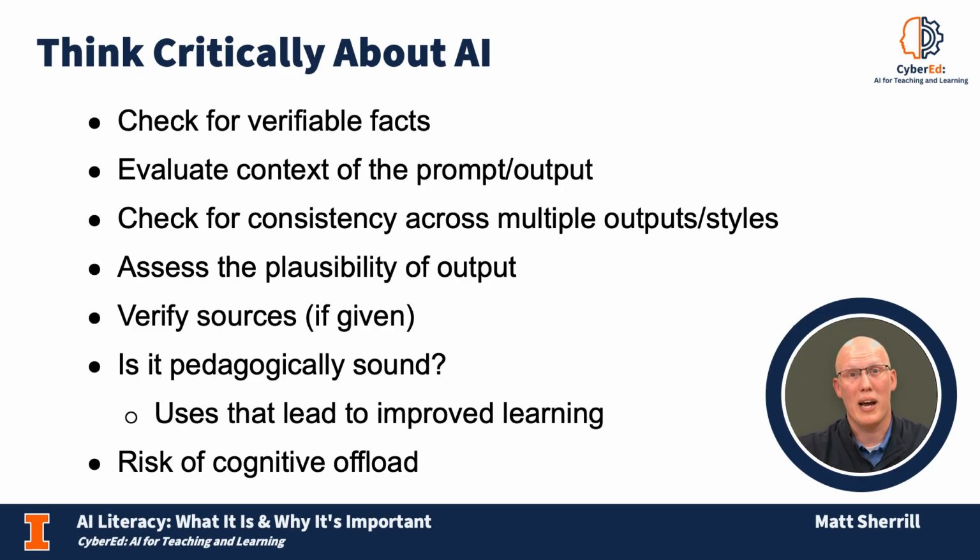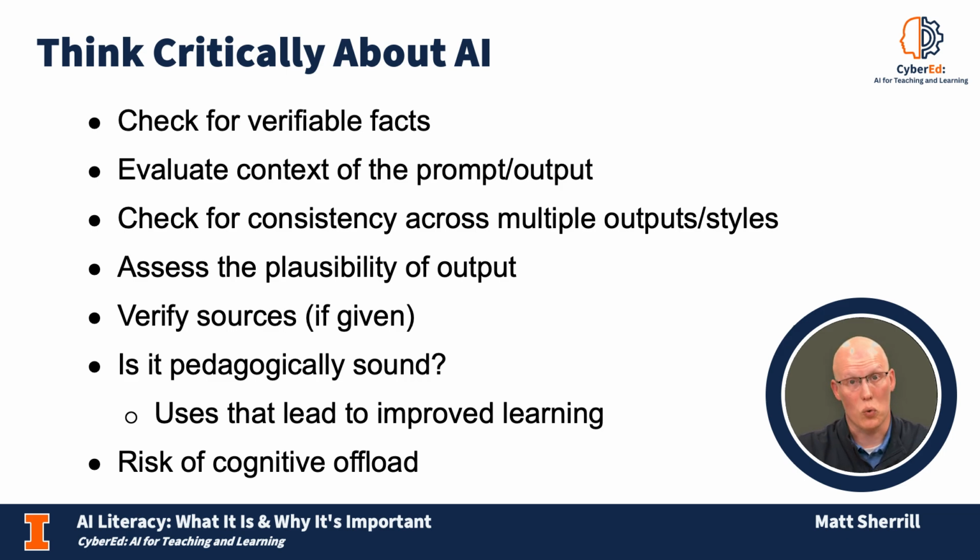We want to evaluate the context of what we're using AI for, how we're prompting it, the output, is it being used in the way we intend? Checking for consistency is a good strategy. Sometimes even just using the same prompt in a different AI tool to see what it comes up with and kind of comparing and contrasting to see what's common and where are the differences. We always want to assess the plausibility of the output. Just because it looks good doesn't mean that it's going to be a useful thing for what we're looking for.